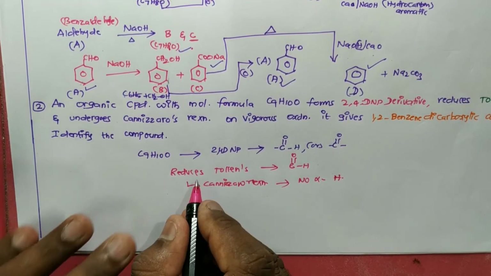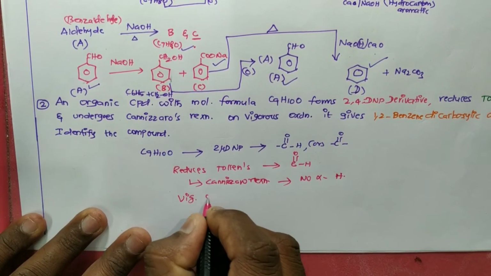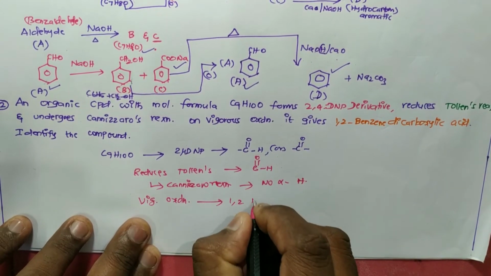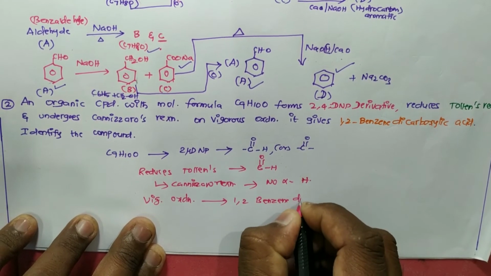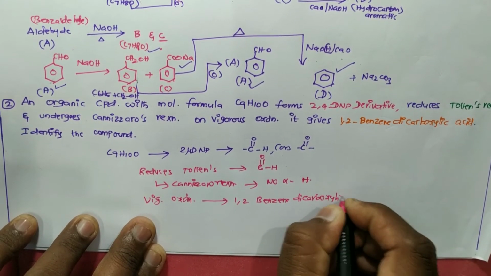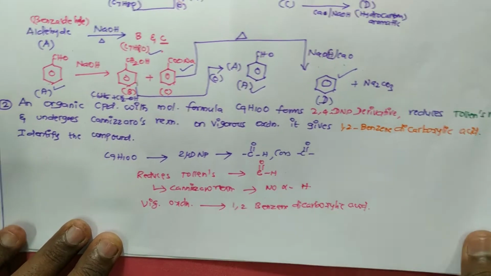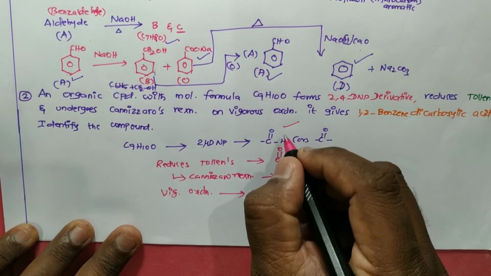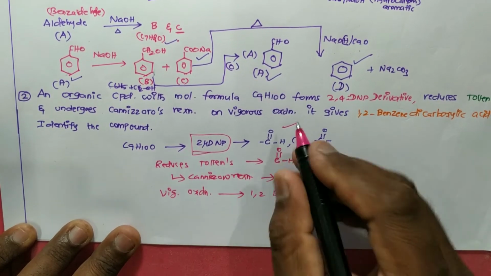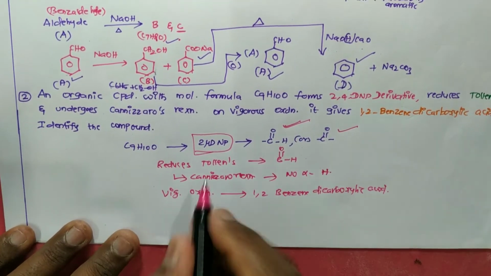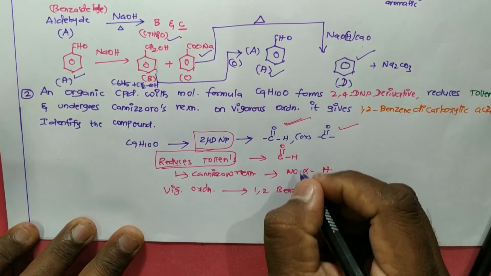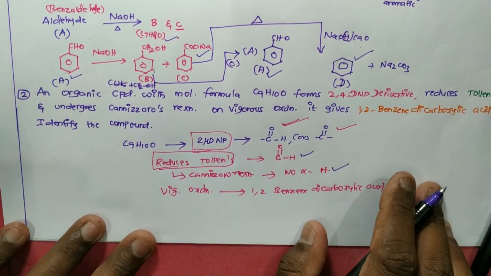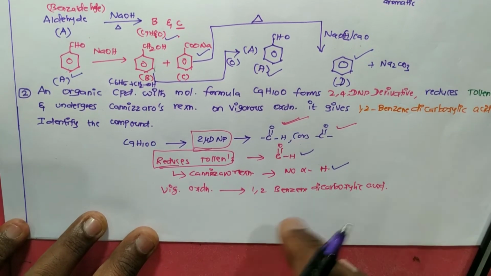On vigorous oxidation it gives 1,2-benzene dicarboxylic acid. Are you able to understand, student? Now we can identify the compound. Here we found that it is an aldehyde. Why is it fixed? If it reacts with 2,4-DNP, it may be an aldehyde or a ketone. But it reduces Tollens' reagent, which indicates the presence of an aldehyde group. And for the Cannizzaro reaction, molecules without alpha hydrogen are taken.